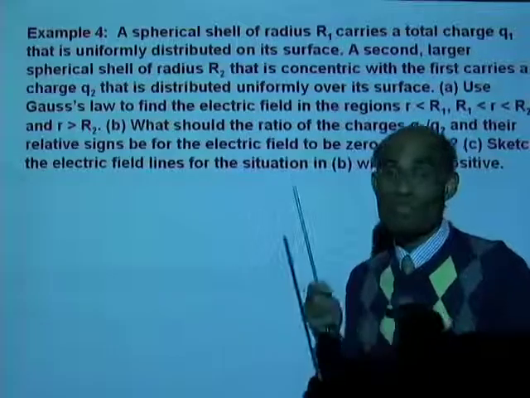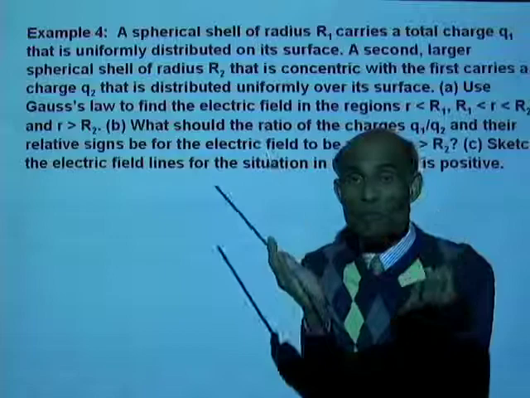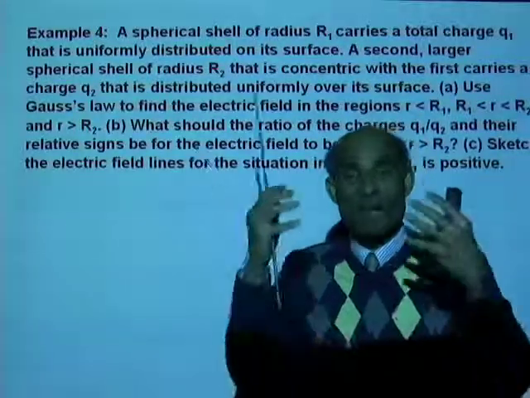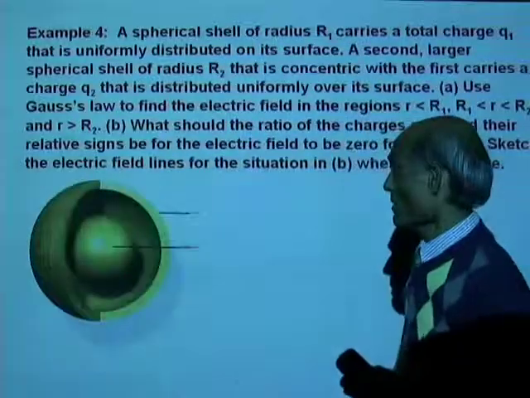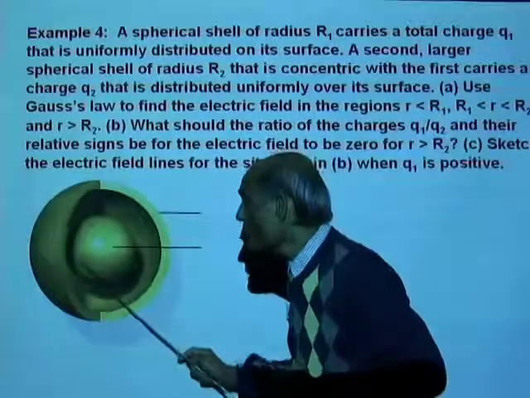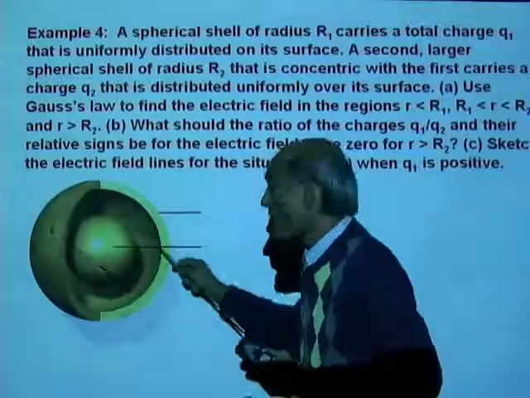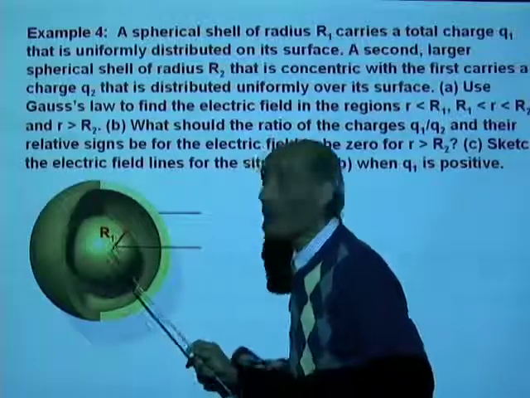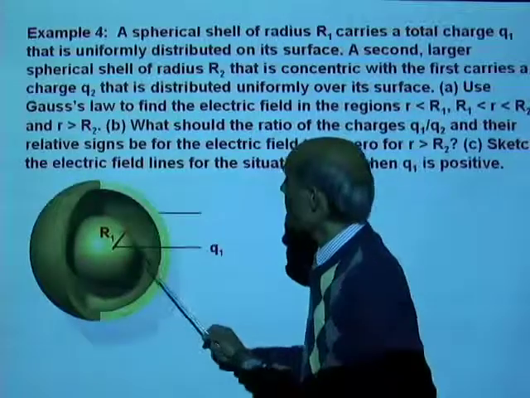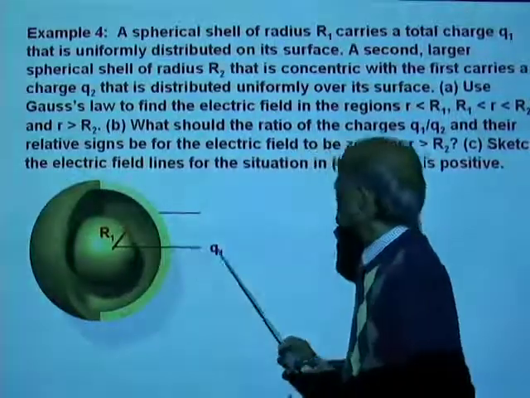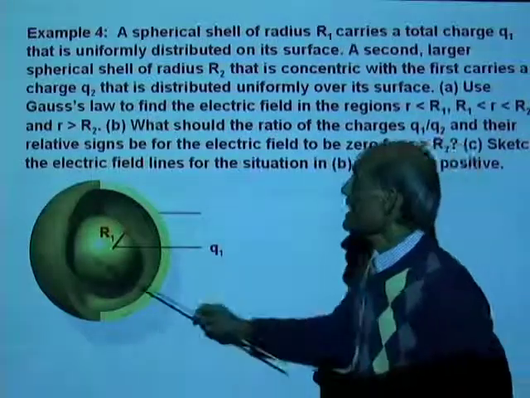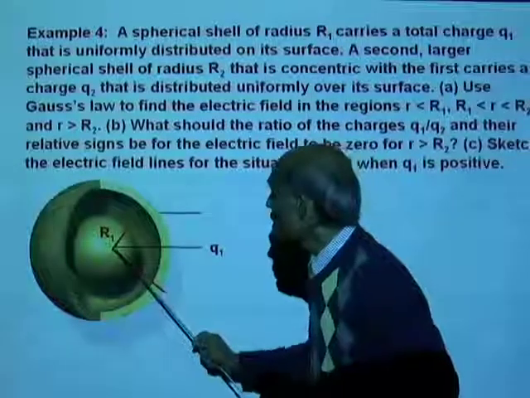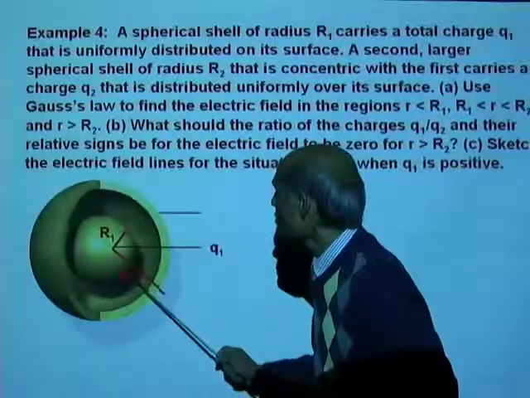Well, you know how important it is to get a mental picture of a problem. Always read a problem a couple of times and form a mental picture. Now, here I have the inner shell and the outer shell. The radius of the inner shell is R1, and it carries an amount of charge Q1 that is uniformly distributed on it. The radius of the outer shell is R2.